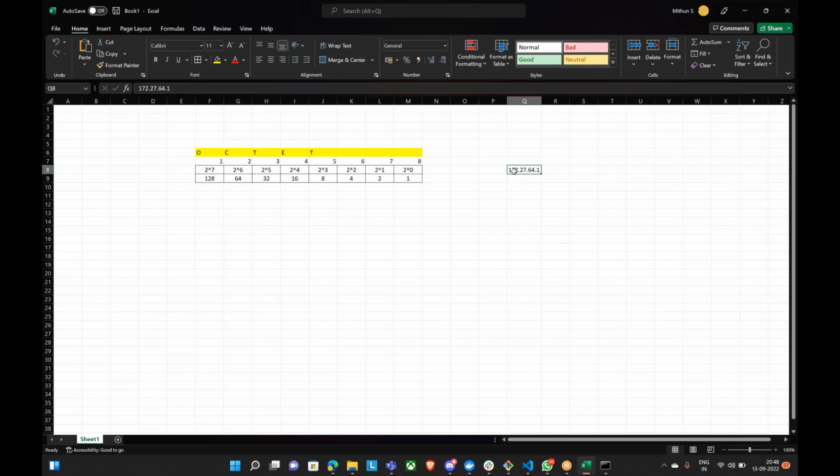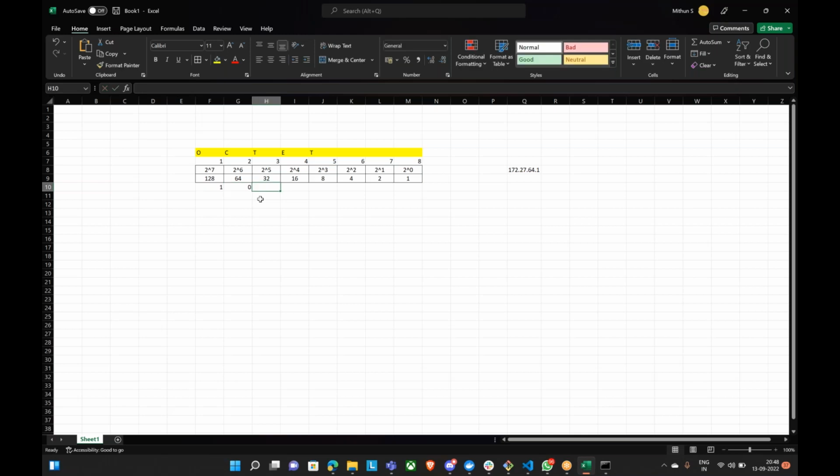So take the first one, 172. So we have to put 1 in these 8 bits in such a way that if you add the equivalent digits above, I should be able to get 172. Okay, so for example, put 1 here. So 128 plus 64 is how much? 120 plus 60 is 180. So it is not matching. So you have to put 0 here.